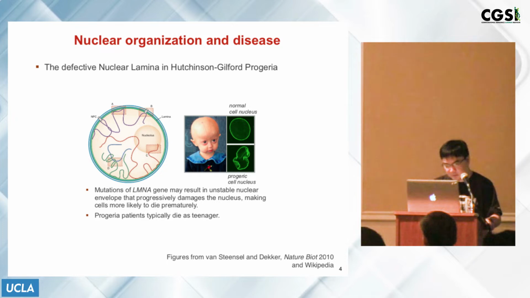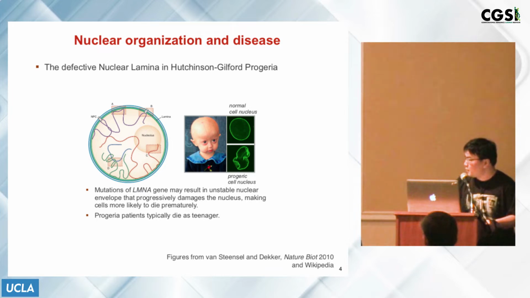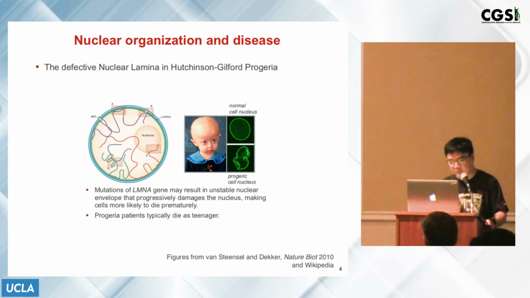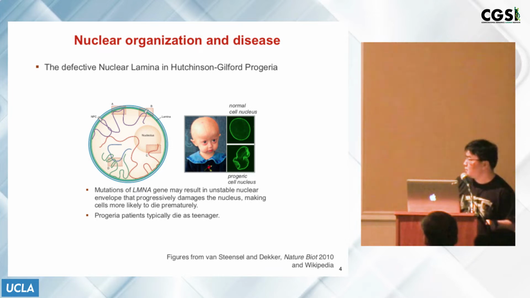This is the famous example of the nuclear lamina, and there's a mutation in a gene called lamin A. If there's this mutation, it may result in an unstable nuclear envelope that progressively damages the nucleus. This is the genetic cause of progeria disease, and it's also relevant to aging. Progeria patients typically die as teenagers. As you can see, this is the normal cell nucleus, but this is the disease state.